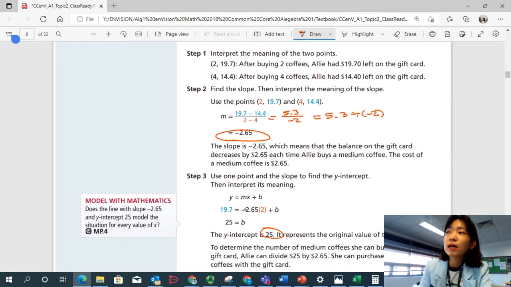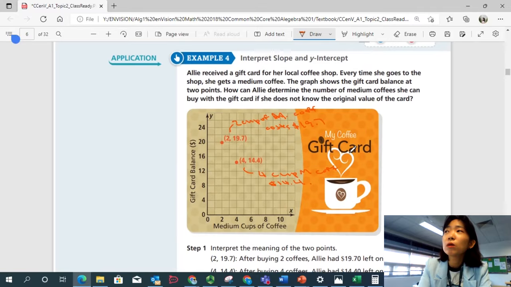And what does it represent? The y-intercept is 25, so 25 is right here. What does this represent? It represents she bought 0 cups of coffee. So that's when she never used her gift card. So her gift card balance starts with $25. It was a $25 gift card.